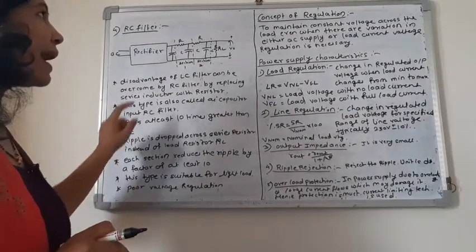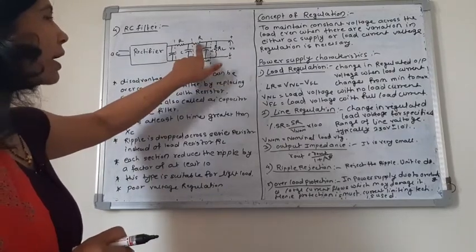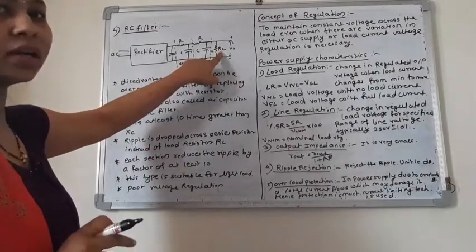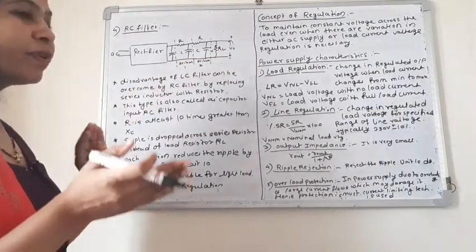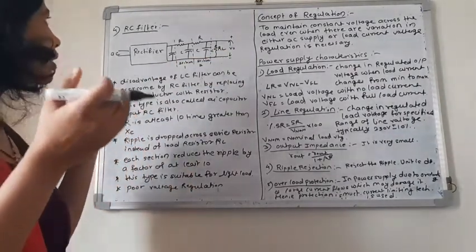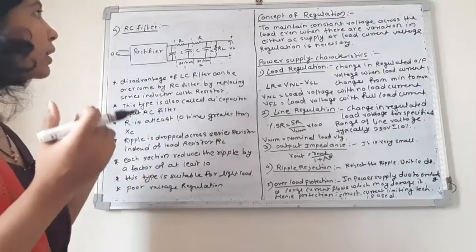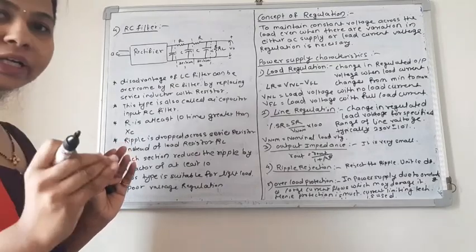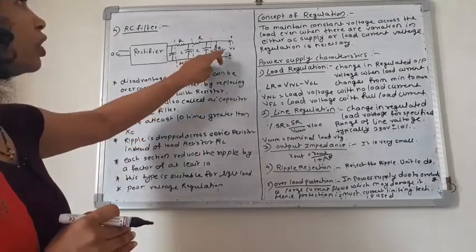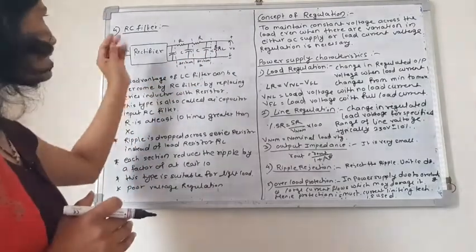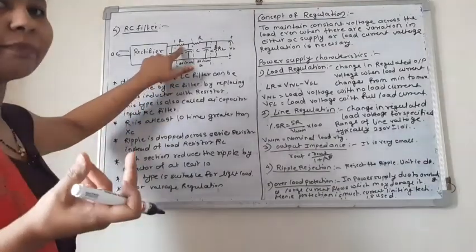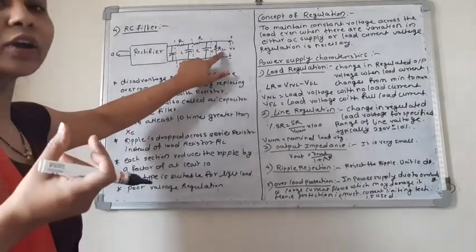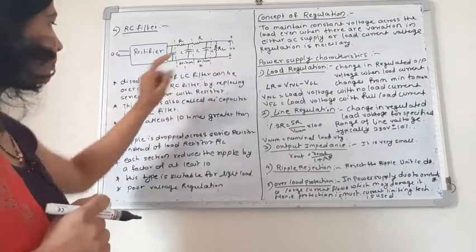Ripple is dropped across the series resistor R, not across the load resistor RL. In the previous types, what happened? The ripples, that is the noise or unwanted AC components, are dropped at the load resistor RL, but in the RC filter the ripples are dropped at the series resistor R, not across the load resistor RL.